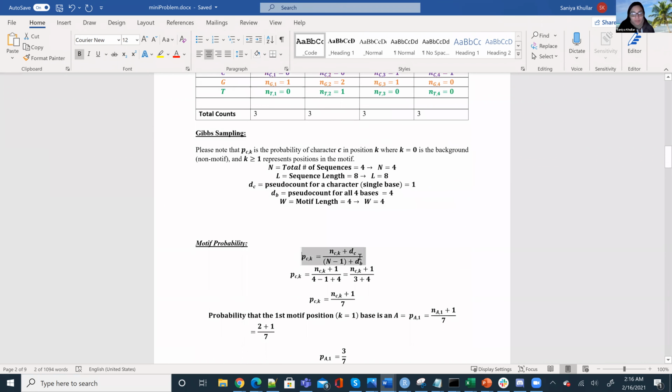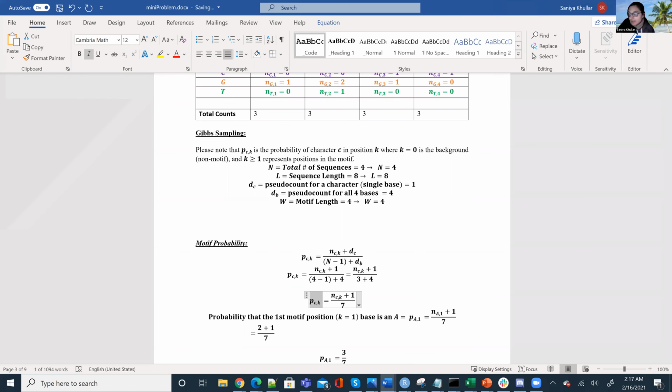So for the motif probability, what we do is we have this NCK, and then we add 1 because this is what DC is. And then we have 4 minus 1. Again, the way you can think of it is 4 minus 1, which is 3, plus 4, which is 7. So throughout, our denominator is going to be 7. And so I simplified this motif probability down to what we're working with when we're trying to find the probability of a base in a motif.